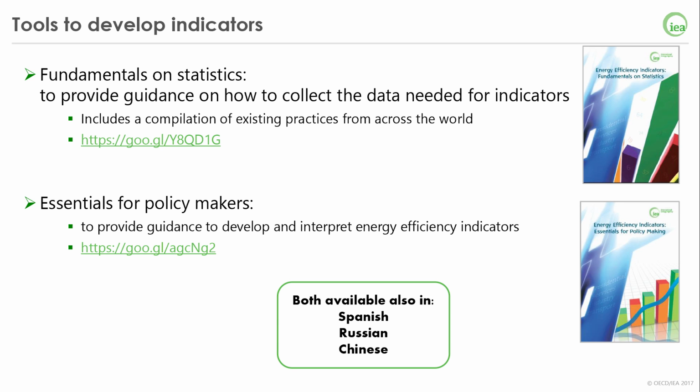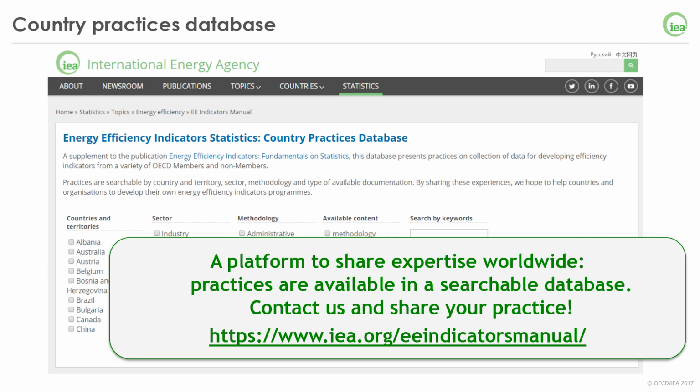IEA developed as well another manual that is dedicated to policymakers. It provides some guidance on how to develop and interpret energy efficiency indicators. Both of these manuals are available in English, Spanish, Russian, and Chinese. Another thing that IEA developed in order to share experience across the world is an online database where countries' practices from all over the world are shared and available for free.